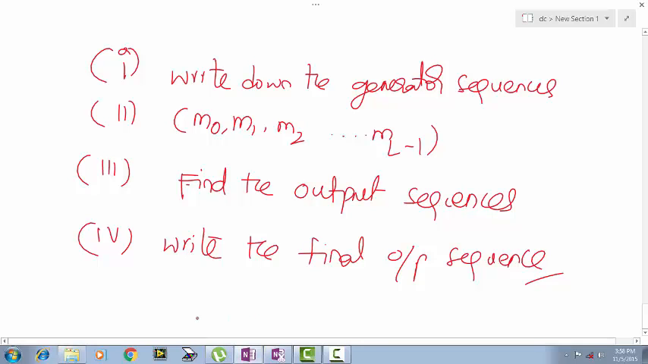So in this manner we need to do the convolution coding in time domain approach. Given any convolution encoder, first do these steps in order to find out the encoded sequence in the time domain approach. So hope you understood.